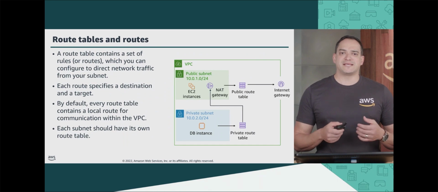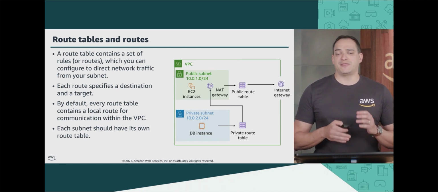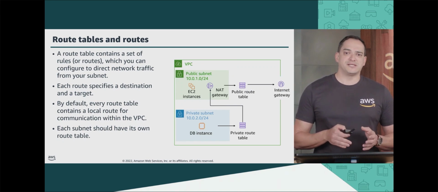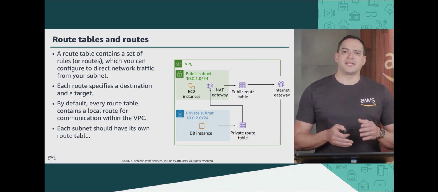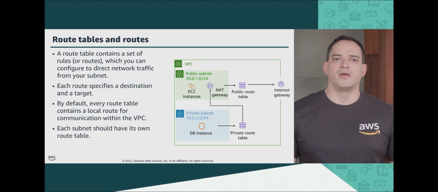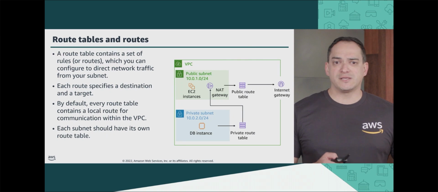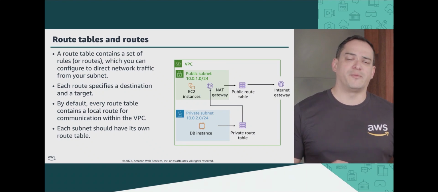A route table contains a set of rules called routes that direct network traffic from your subnet. Each route specifies the destination and the target. Destination is the CIDR block where you want the traffic to go. The target is the gateway, network interface, or connection that destination traffic is sent through. By default, every route table you create contains a local route for communication in the VPC. But you can customize route tables by adding routes. Each subnet should have its own route table, or it will use the main route table of the parent VPC.